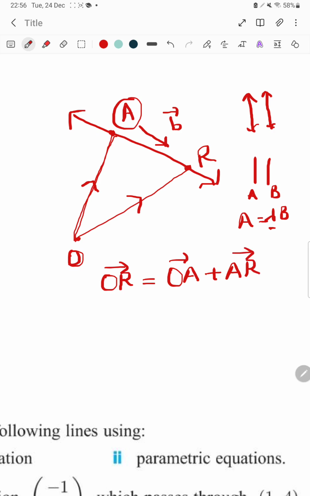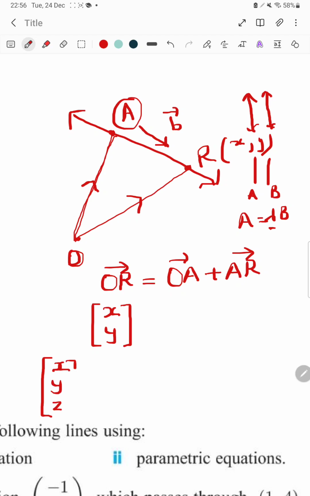So OR, I can consider that the coordinates of R are, let's say, x comma y. I can consider it in vector form, so I can write it as xy. If I am considering it in 2D, it will be xy, but if I am considering it in 3D, I can write x, y and z as well. This is equal to OA.